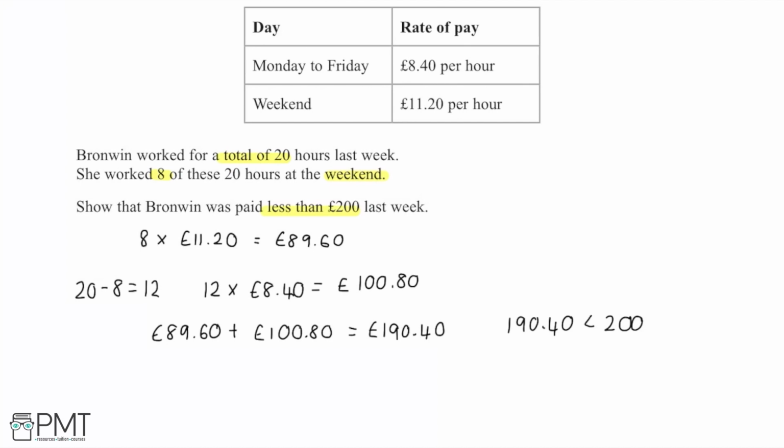So as for how the marks are awarded here, we'd get the first mark for the method of starting to work out the earnings, so one of these calculations here. The second mark is for the complete method, so working out the other earning as well. And we also need to sum them together to achieve this mark. And then the final mark is going to be for this correct answer here of £190.40. So we're showing that this is less than £200. We're showing that she's paid less than £200 in the week.